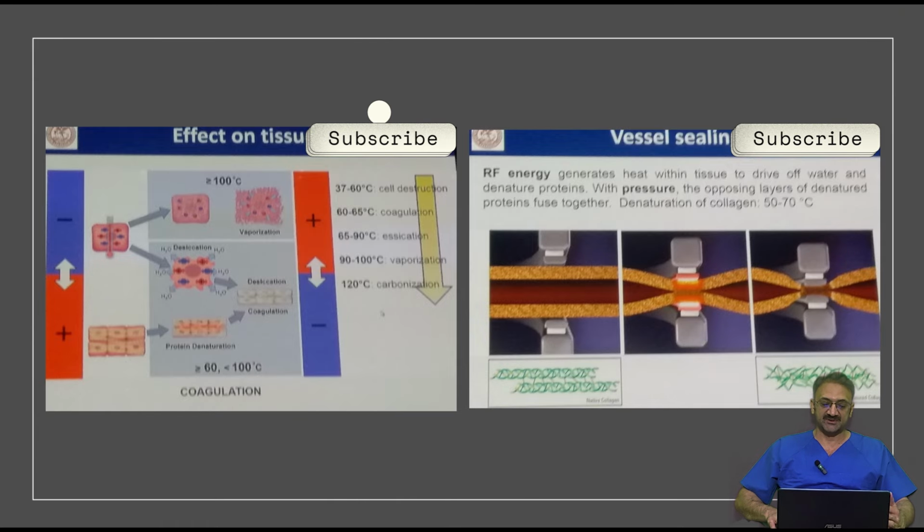Okay, effect on the tissue. Here you can see that with rising degrees of temperature, you can achieve different desirable effects. Here you can see that at 30 to 60 degrees centigrade, there is cell destruction. Then you can achieve coagulation from 60 to 65 degrees. Then from 65 to 90, there is desiccation, and then vaporization, and then carbonization at 120 degrees centigrade. The same can be seen on the left hand side in the figure.